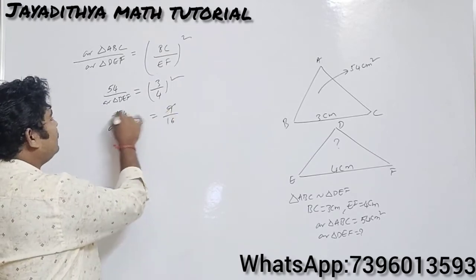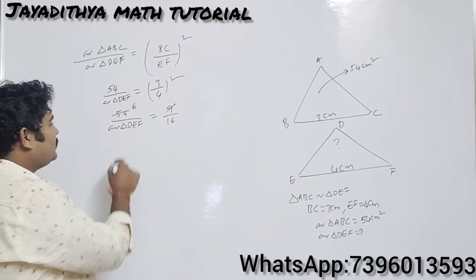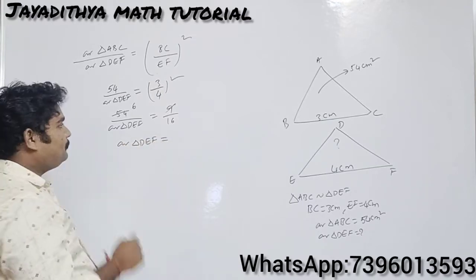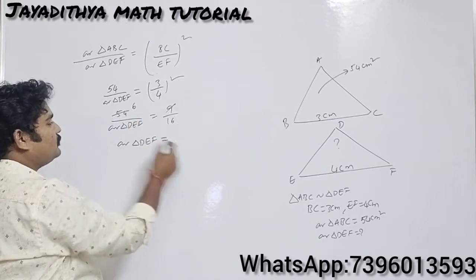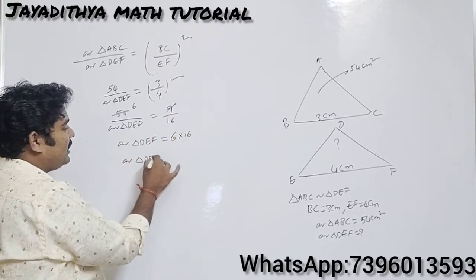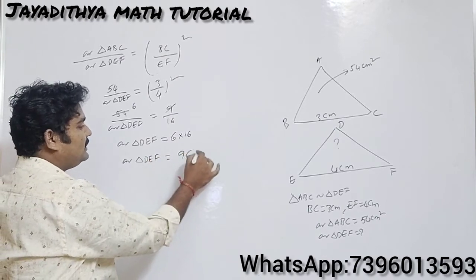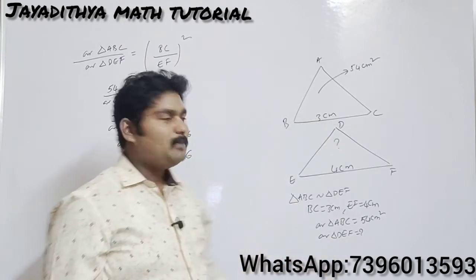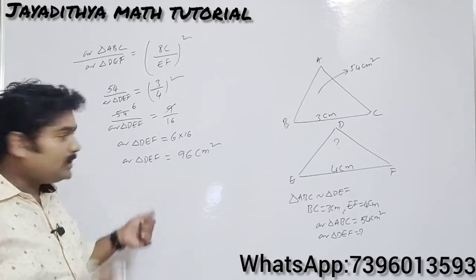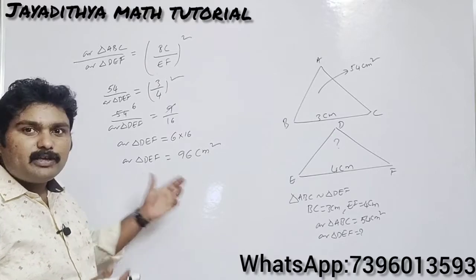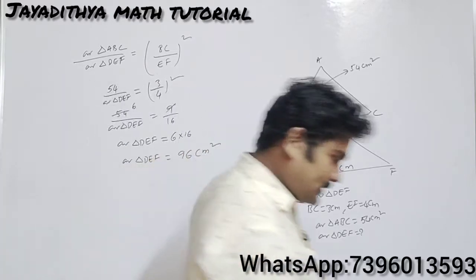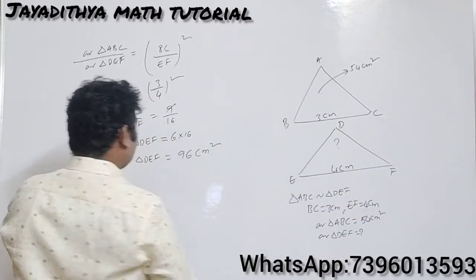So simplify this one. 9 sixes are 54, so you can do that. So area of triangle DEF will be equal to how much now? If you bring this 6 and 16 together, that will be 6 into 16. So area of triangle DEF will be equal to 96. And what are the units here? Centimeters. So you should take centimeters square now. Why? Because it is area. You should be careful with centimeters. Why? Because the problem is very simple and you can get it easily. So you should also mention the units here. Okay. Let us go for the next problem.